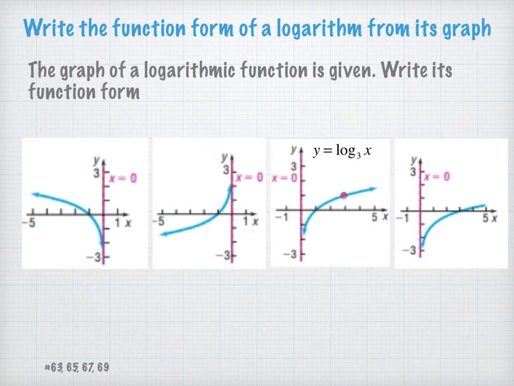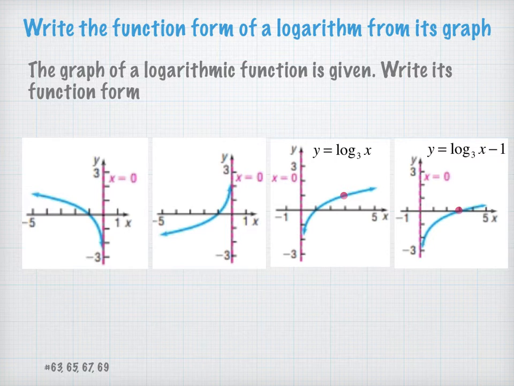Now the graph just one to the right of this goes through the point (3, 0). Therefore, we can safely assume that it's just the main function shifted 1 down. How we show that symbolically is we put minus 1 at the end. So y equals log base 3 of x, minus 1.